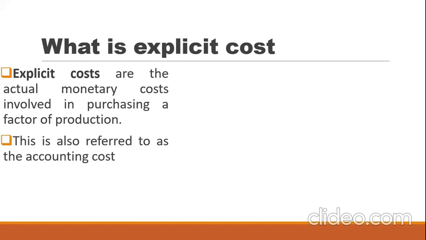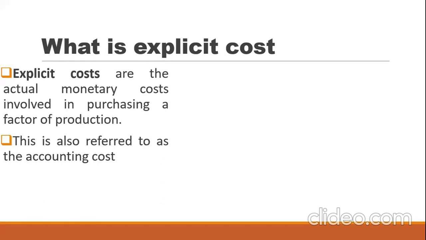So explicit costs are accounting costs. That means that accountants only look at explicit costs. They don't care about implicit costs. What they're interested in is the actual monetary costs that are involved in producing, in purchasing materials, in purchasing equipment, in paying workers and all that.